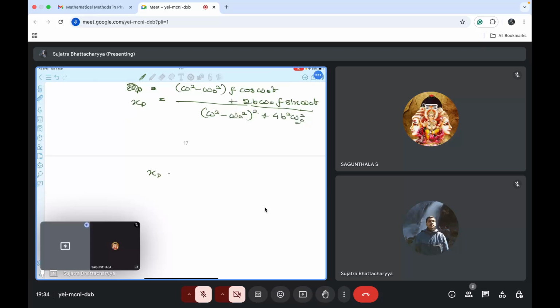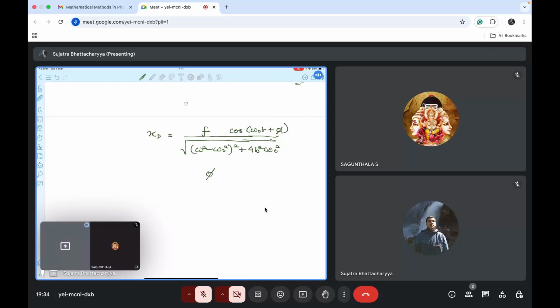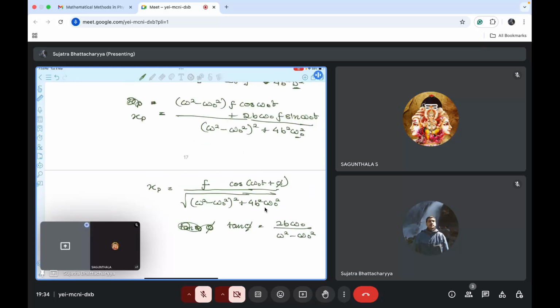Now can we write this xp as f divided by root over omega square minus omega naught square whole square plus 4b square omega naught square? We can write, I'll show you, and there will be a cos omega naught t plus phi, and phi, or I would try to say tan phi, is equal to 2b omega naught divided by omega square minus omega naught square. This is how we define.